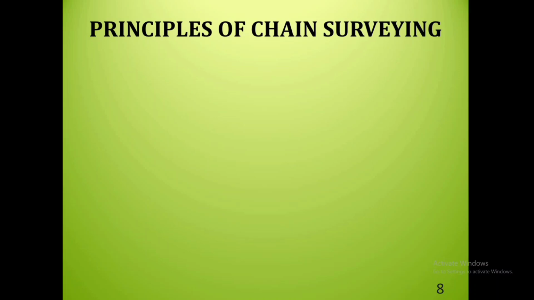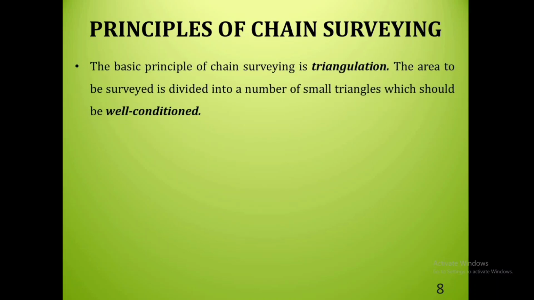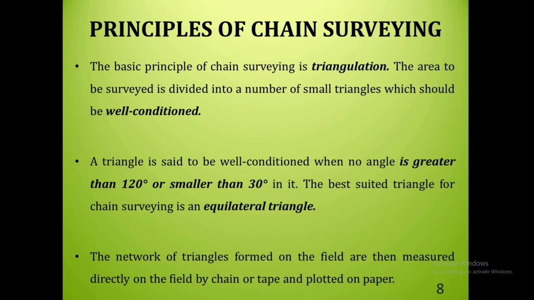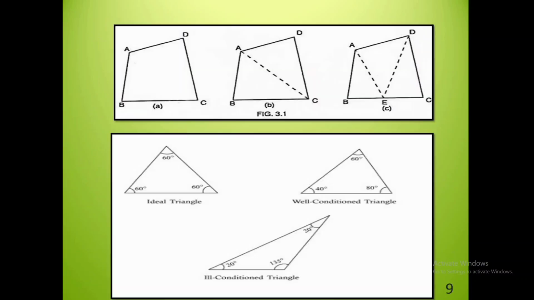Principles of chain surveying. The principle of chain surveying is triangulation. That is, the area which is to be surveyed is divided into various small triangles, which mainly should be well-conditioned triangles. I'll explain you with one sketch. In this figure, you can see that there is one plot ABCD. This plot is divided into 2 triangles in figure B. Either it can be divided into 2 triangles or it can be divided into 3 triangles. Like this, the area to be surveyed is divided into various small triangles.